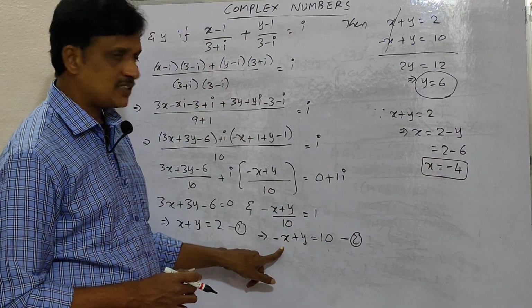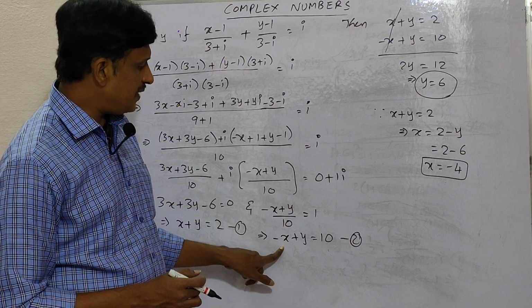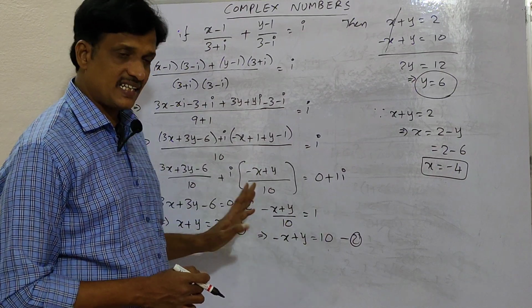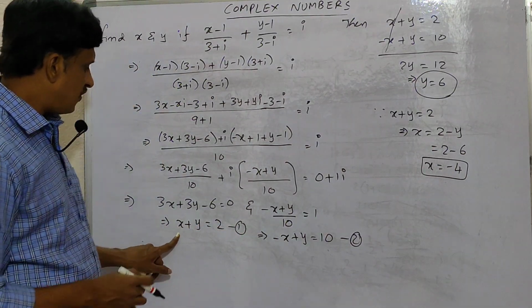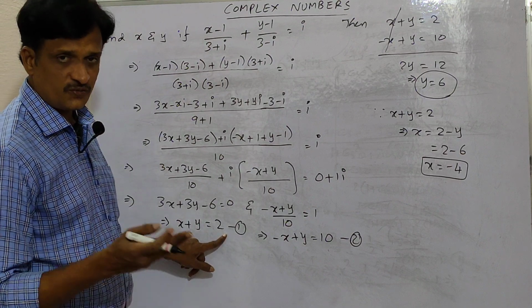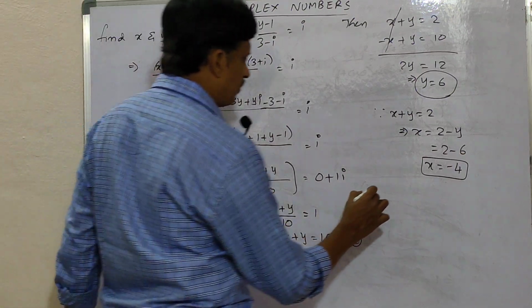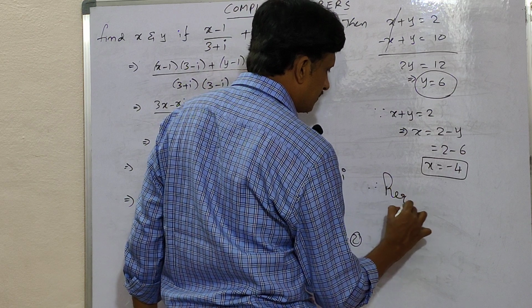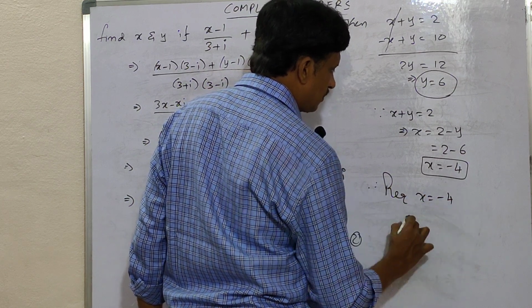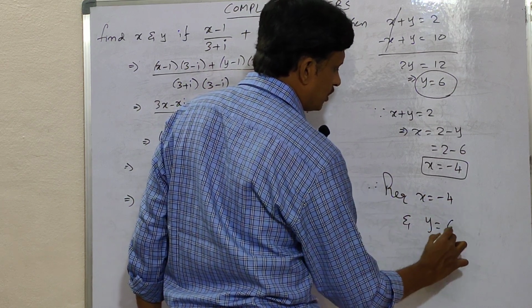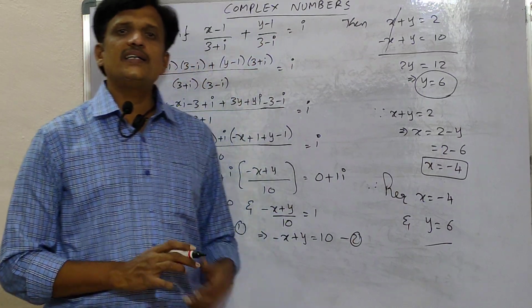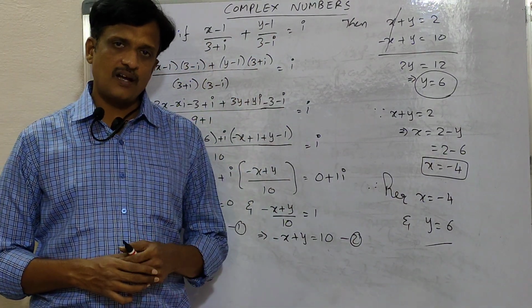If you write here x is minus 4, so minus x will be 4 plus 6, that is 10, that is okay. And here minus 4 plus 6 gives 2, correct. Therefore, the required x is equal to minus 4 and y is equal to 6. That is the required x and y value solution of the given problem.